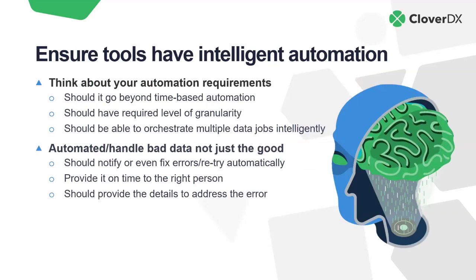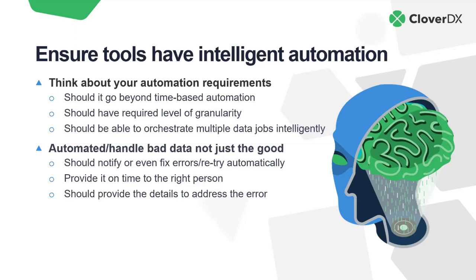So how do we go about ensuring that we have intelligent automation, right? So the first thing you're going to do is think about your particular requirements. This can vary depending on what your solution is going to need to handle. But some of the questions that you might want to ask yourself are, should it go beyond time-based automation? Are you going to listen into your environment and look for files being dropped, for API calls, that sort of thing? Or is just time-based automation enough for you?